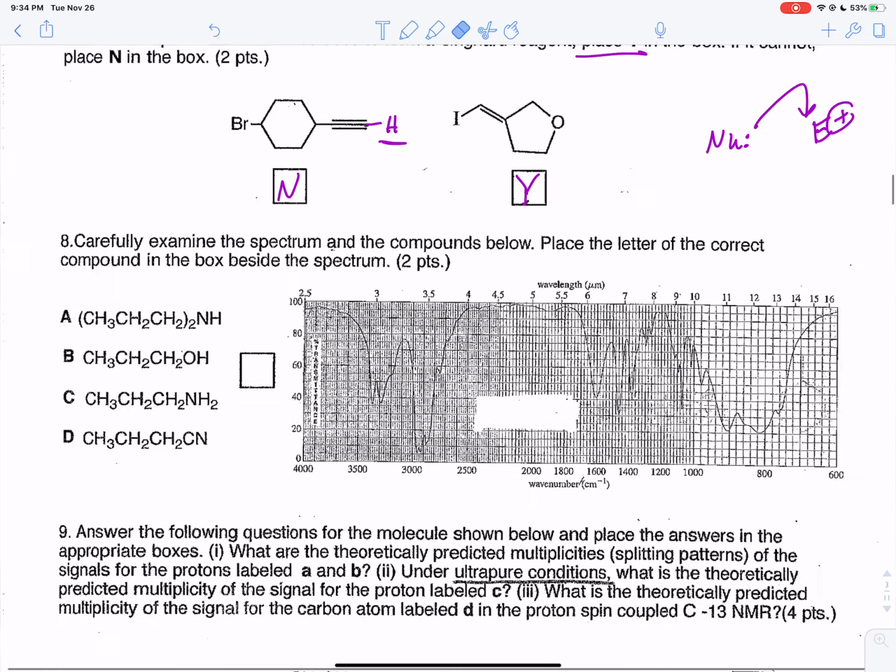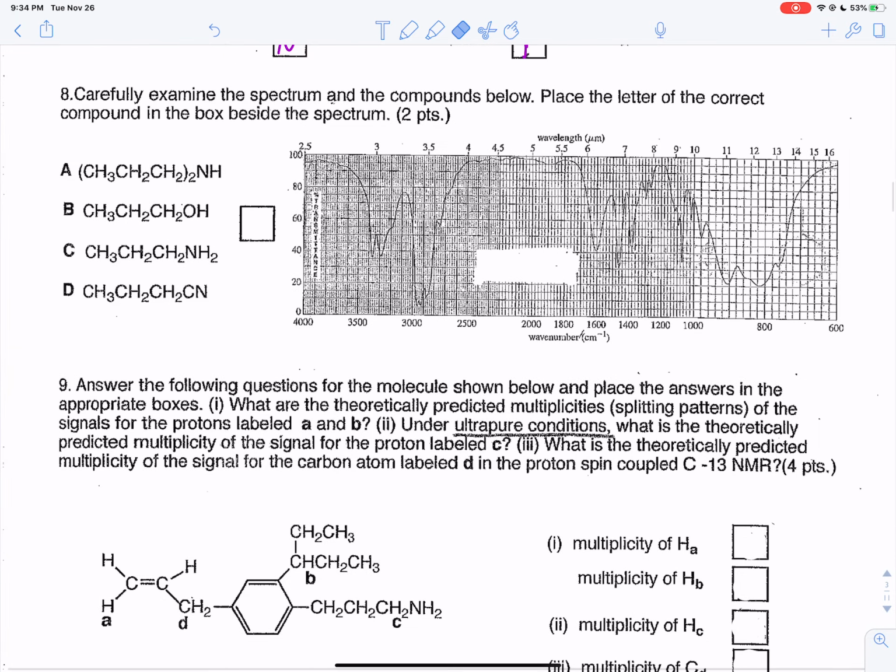Okay, now let's do this one right here. Examine the spectrum and the compounds below. Place the letter of the correct compounds in the box beside the spectrum. And so right here, you're given 4 choices. So we're going to do process of elimination to figure it out. This is our IR, right? In this region, we have a fingerprint. So we're going to cross it out. And what stands out to me, right, below, to the left of the 3000, what stands out to me is these guys right here, right? So what do those indicate?